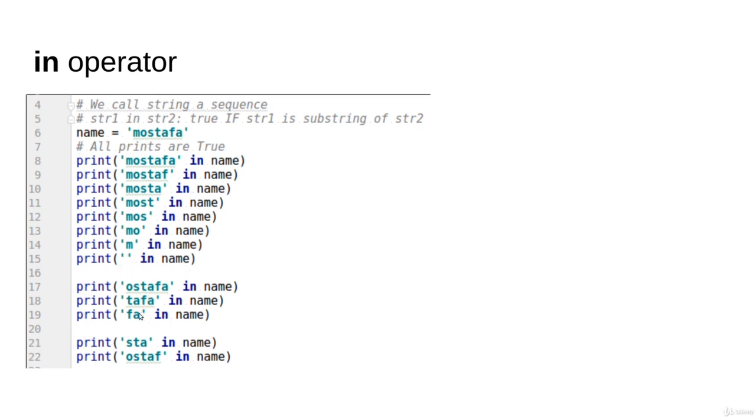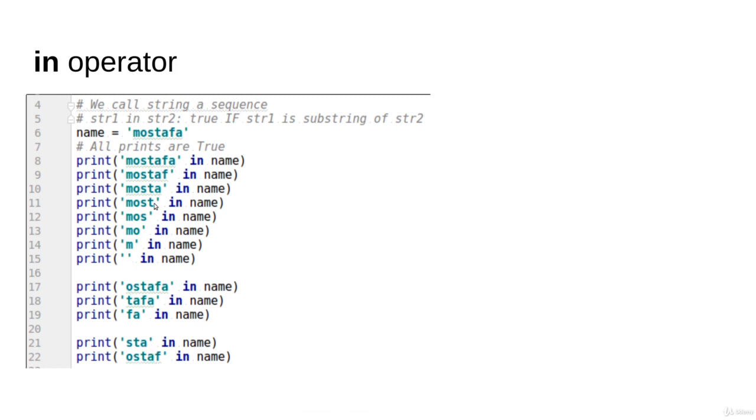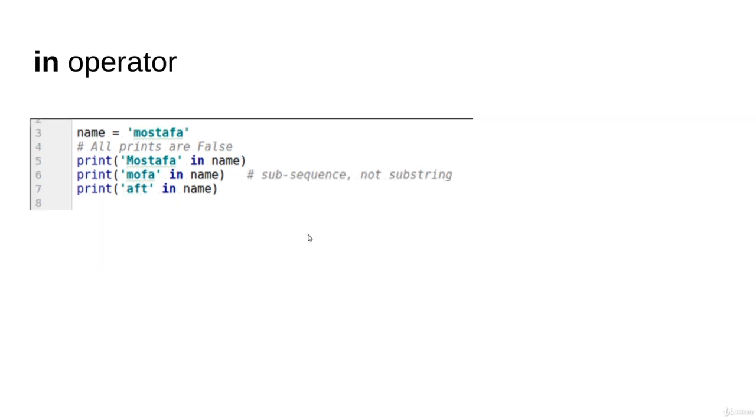And these guys here are examples of suffixes. So all of these suffixes are also valid. And these guys here are some in-the-middle substrings. So for example, STA is a substring. So all of these guys will return true. Here are some examples for returning false. If you use the capital M, then this definitely doesn't relate to this string. If you use something like MOFA, MOFA is a subsequence, not a substring, so it will not be valid. AFT isn't a substring.